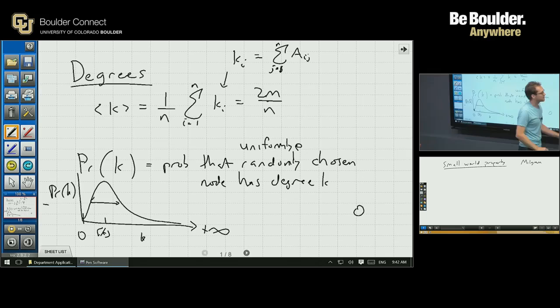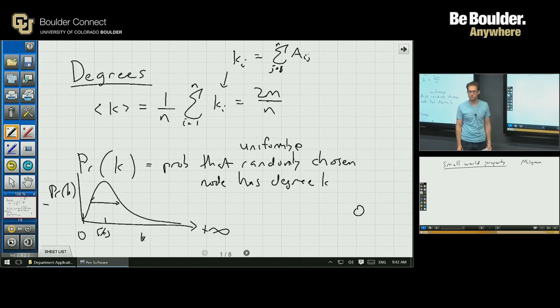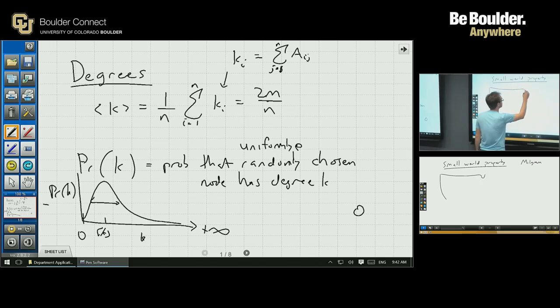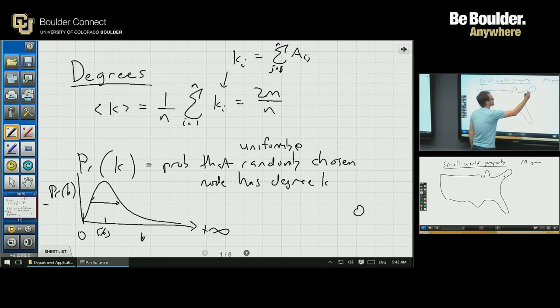He's also famous for discovering or recognizing or documenting the fact that large, real social networks tend to have this small world property. So essentially what he did was, here's my very poor picture of the U.S., Texas. OK, there we go. That's not too bad. So this is Boston.